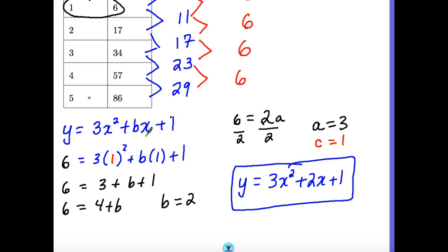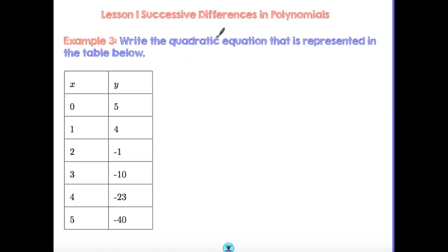Okay, so let's go ahead and do one more example. And it's that same process. Write the quadratic equation: ax squared plus bx plus c. And notice how we have our c value already. 5 is equal to c because our x value is 0 here. So let's start with our differences.